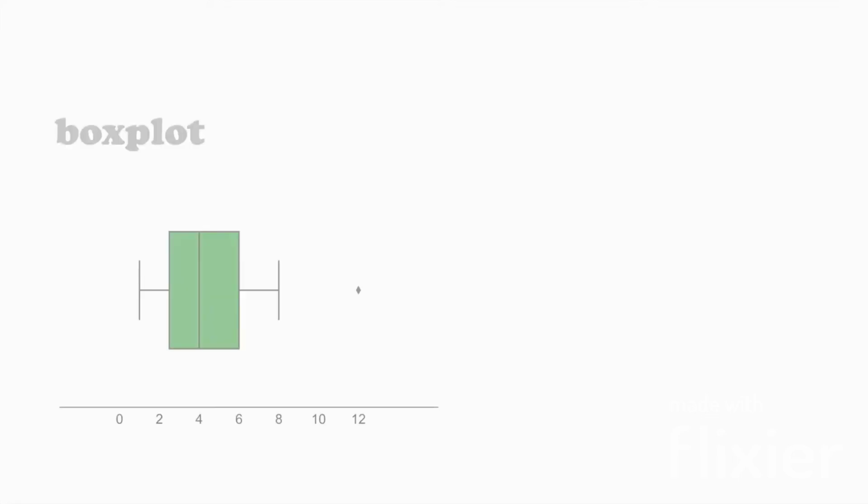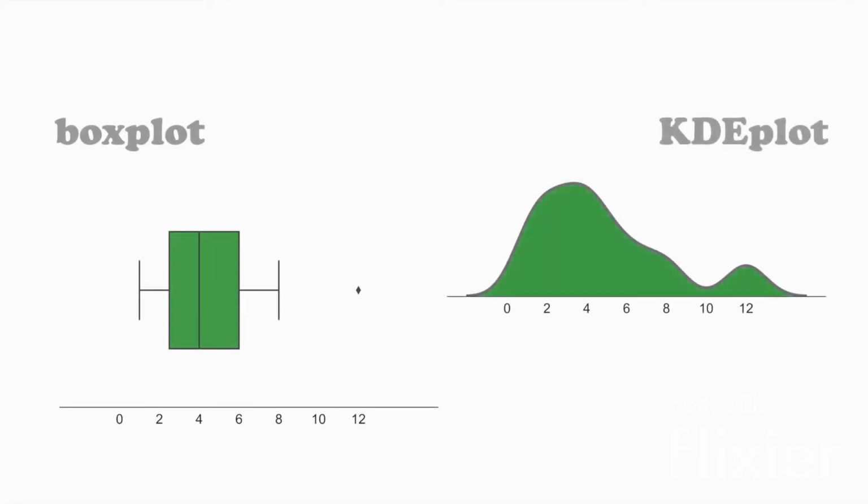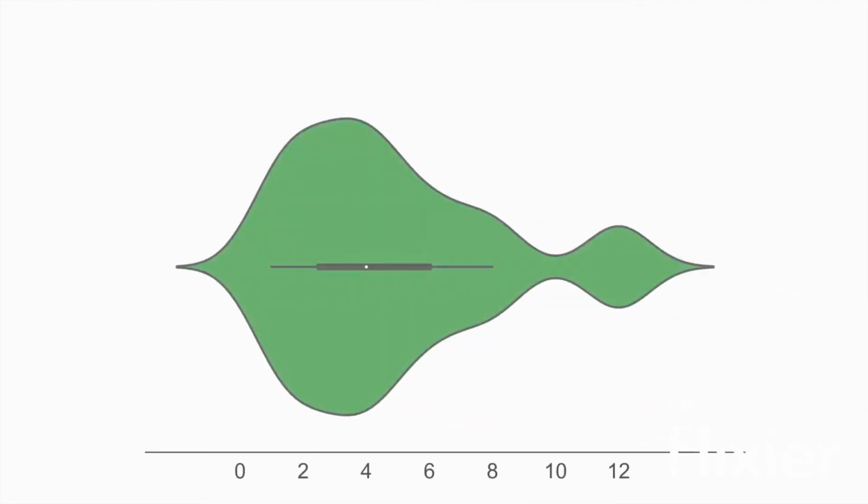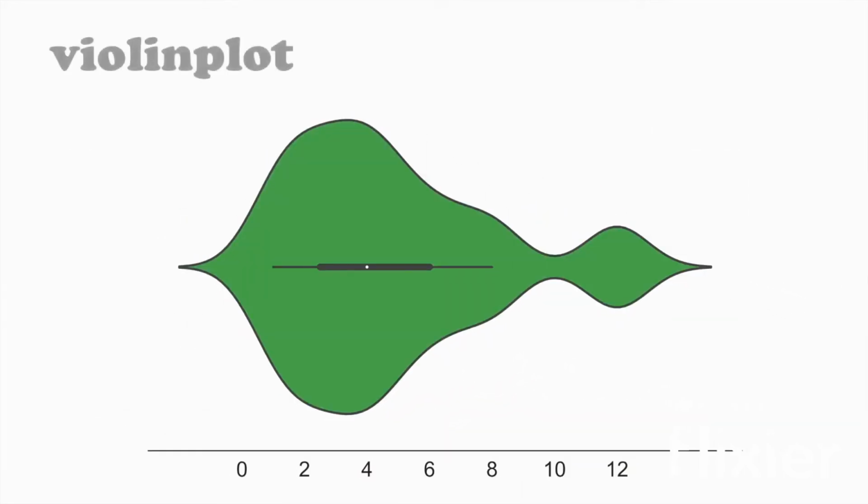There's a pretty clear recipe for building a violin plot. Take 1 part box plot and not 1, but 2 parts KDE plot. Mix those two together and your violin plot is formed.